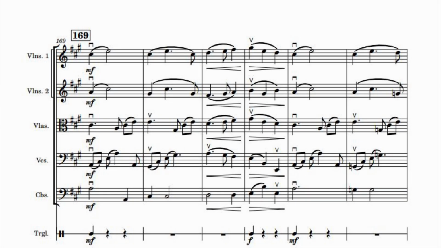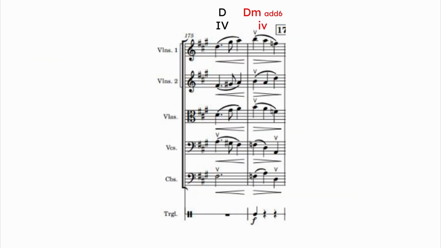Now, let's look at the excerpt I showed you at the beginning. We have a major 1, a minor 3, a major 4, a major 5, pretty normal, okay. Back to 1, a diminished 3, a major 4 and a minor 4 add 6.